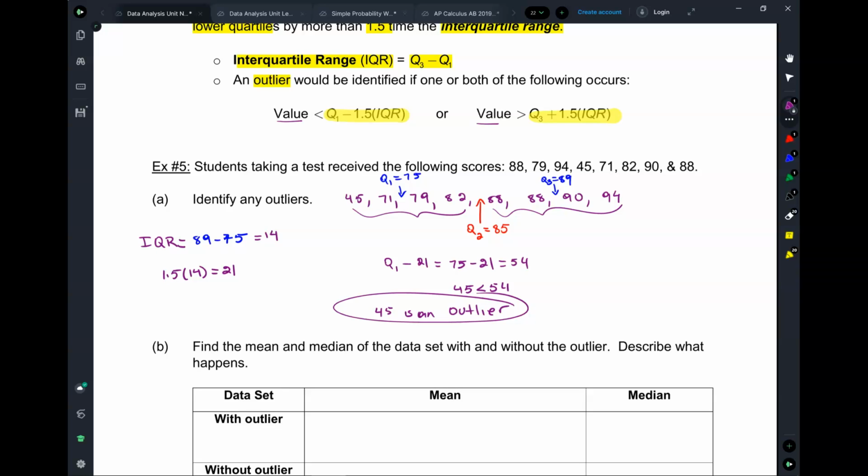What about the 94? Is that an outlier? Yeah. So how would we do that? How would we figure that out? 94, Q3, 21. Q3 plus 21. Okay, so 89 plus 21 is how much? Like 110, right? Is 94 greater than 110? No, so it's not an outlier. Okay, so that's the only outlier.